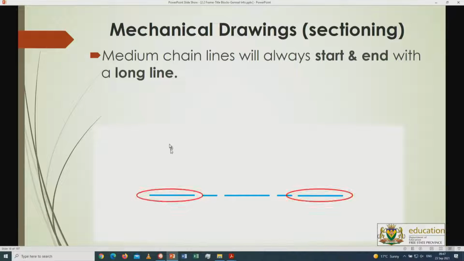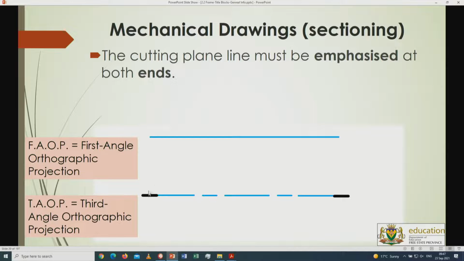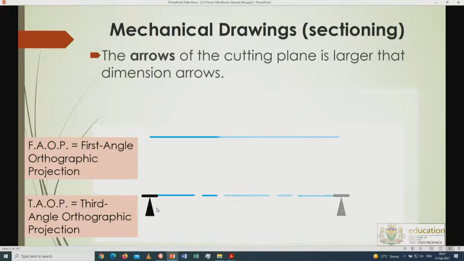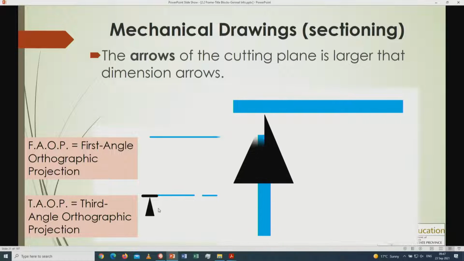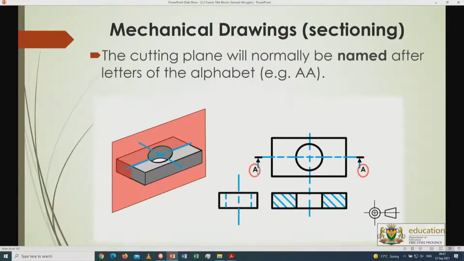With first angle, it will be a solid line. Then you will have a darker end at the end over there, and then the arrow is a bit larger, and it's also been pointed as a darker end on this part over here. You will see in this coming exam, this is also part of this exam memo discussion. You have to name it.